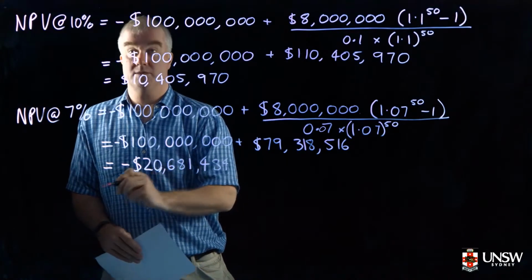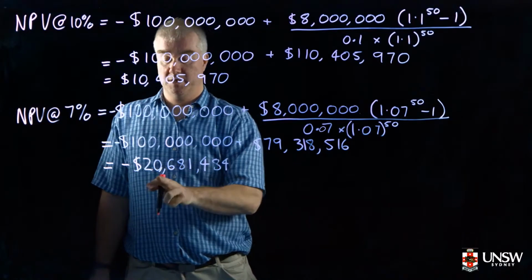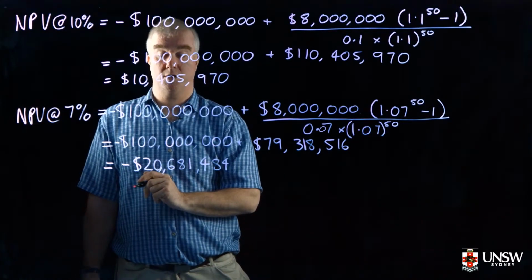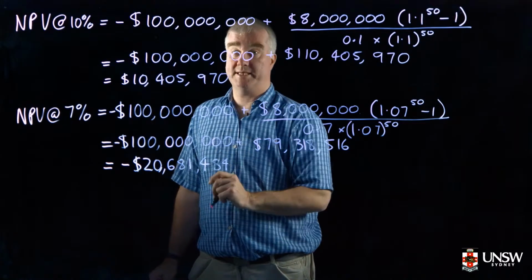Now, this is worse than last time. Last time we were $10 million too much. This time we're $20 million not enough. So 7% is too low, 10% is too high.